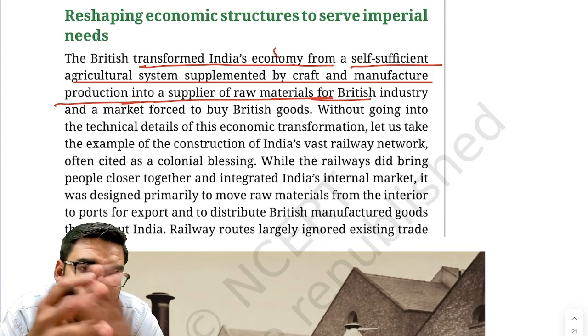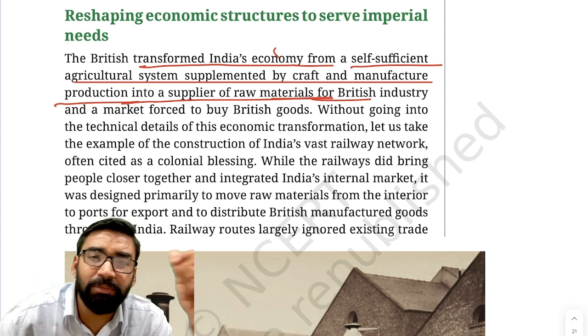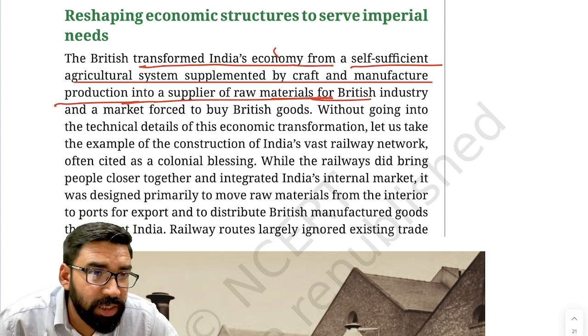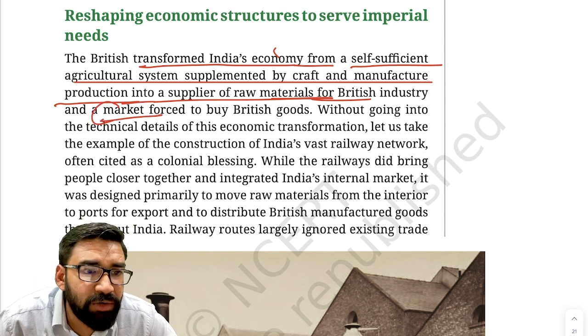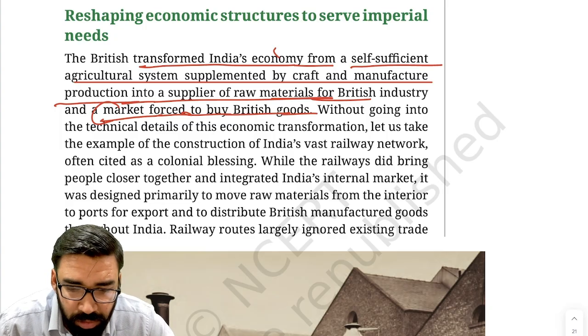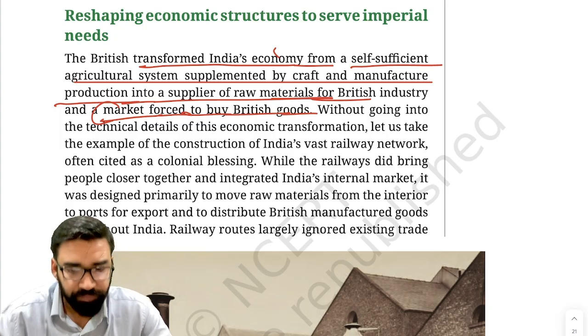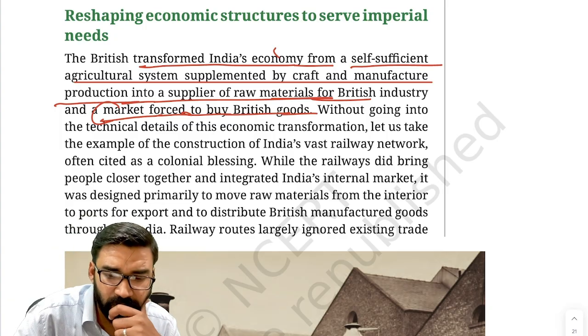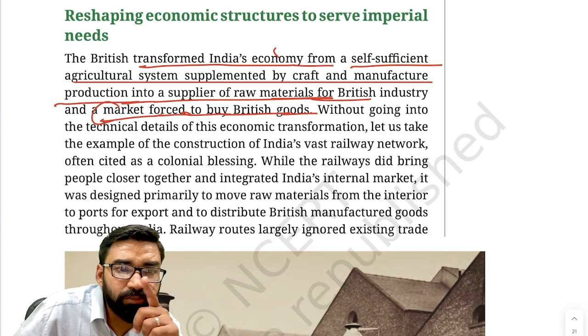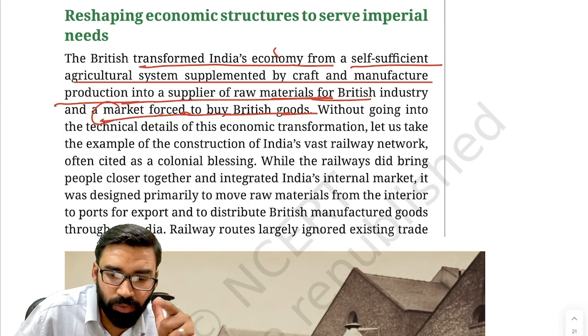So India used to send the raw materials. India became the market for finished goods. India was a market which was forced to buy British goods, that we need to understand. Clear? So this was the change. So we can say it was not a gift from the colonial rulers.